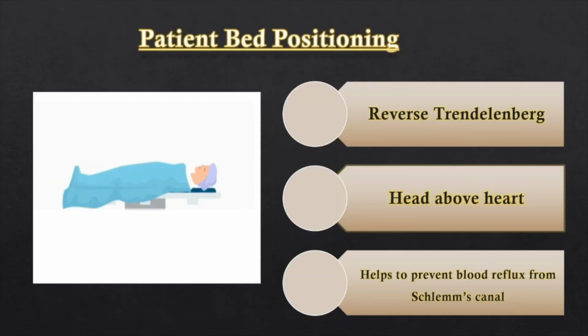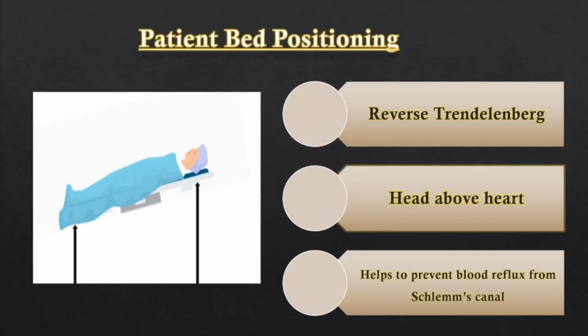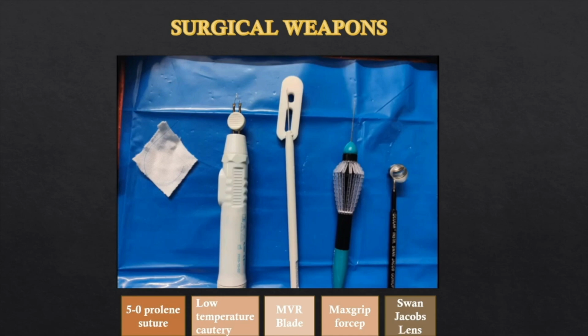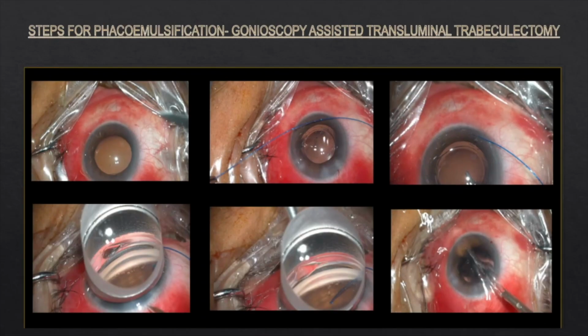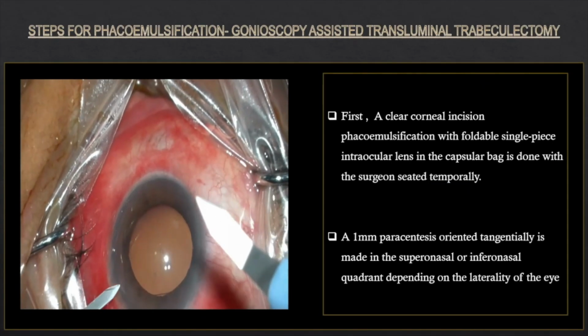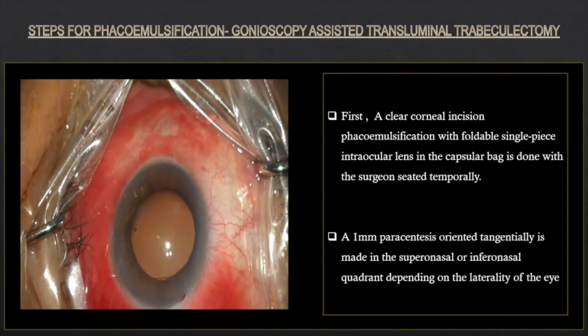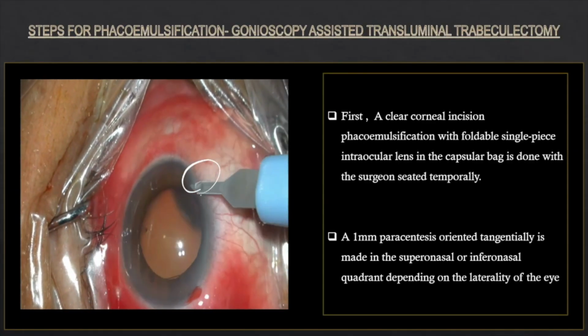Patient should be in reverse Trendelenburg position, with head above the heart. This helps to prevent blood reflux from the Schlemm's canal. The surgical weapons for performing GATT include 5-0 prolene suture, a low-temperature cautery, MVR blade, max grip forceps and a Swan-Jacobs lens.